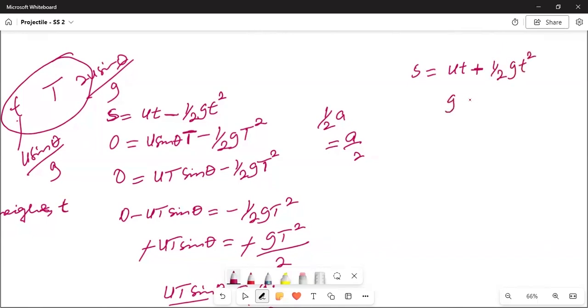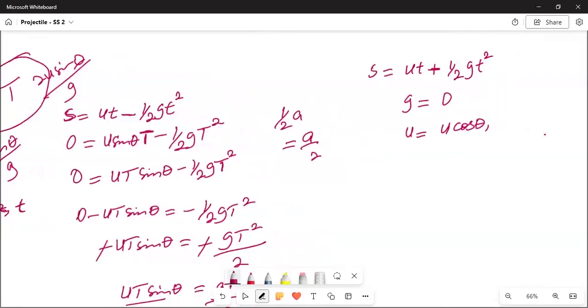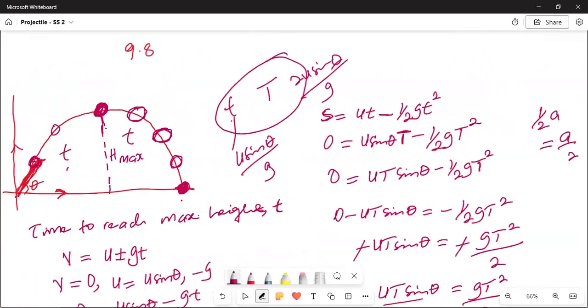But g is 0, since the horizontal component is independent of gravity. Also, our initial velocity here is u cos theta, that is the horizontal component of the velocity. Then the time t is the time of flight, not the time to reach maximum height, because for range, the body is now on the floor.